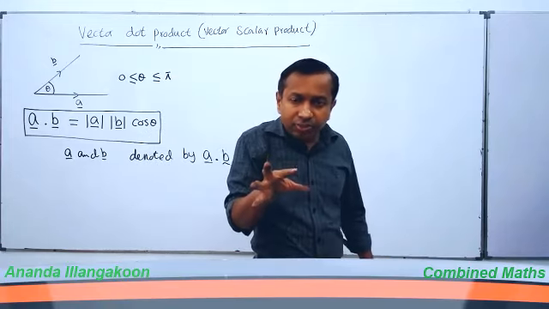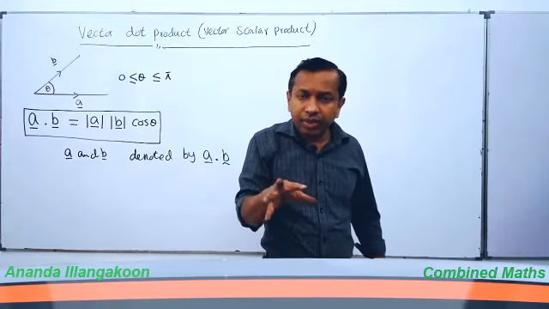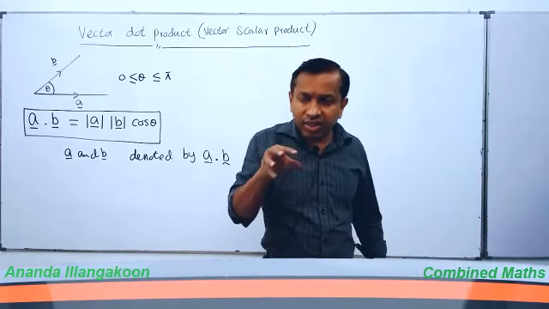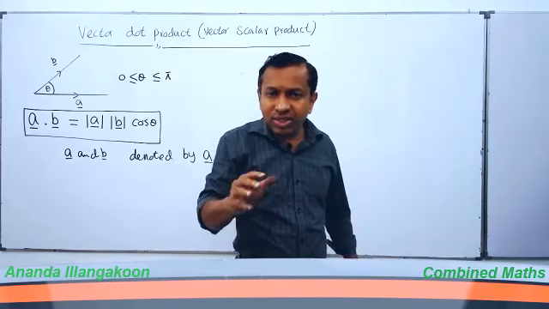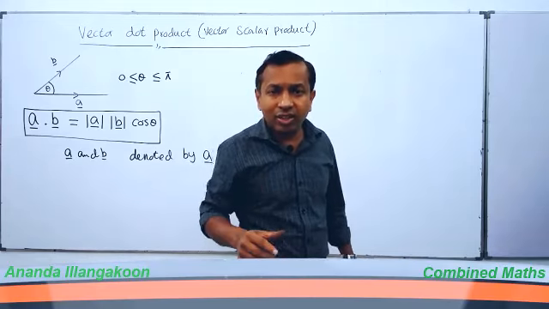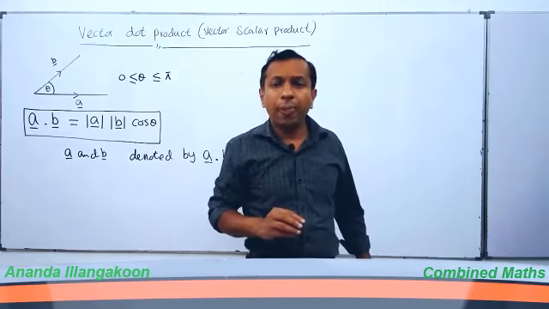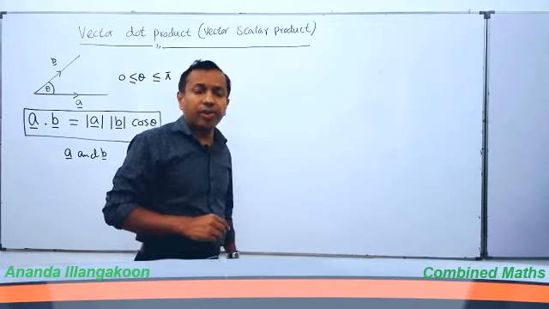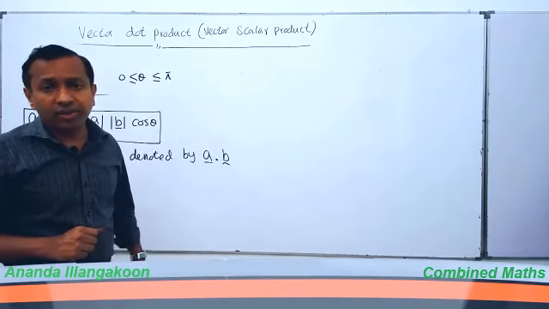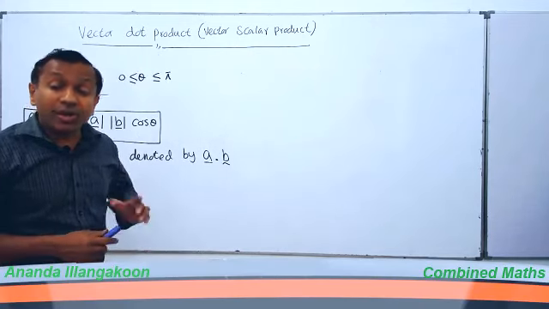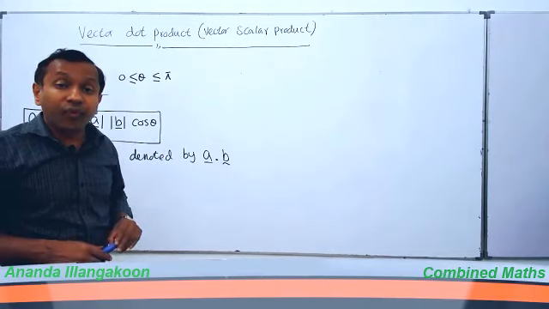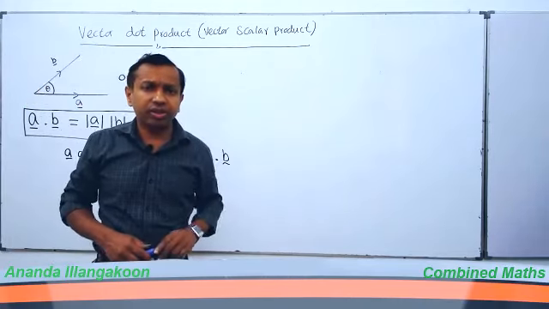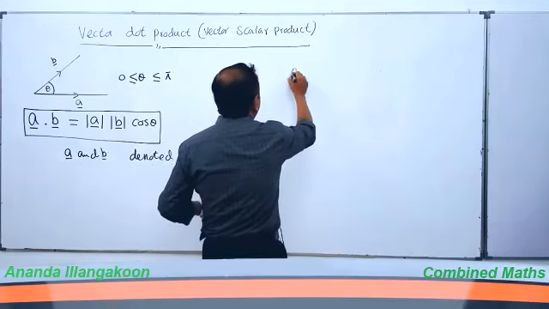Another product we have, that product we also learn a little bit in our syllabus, is just shown something like this, but we go a little deeper in learning that next product. That product is called the vector cross product. It is denoted this way, A cross B.